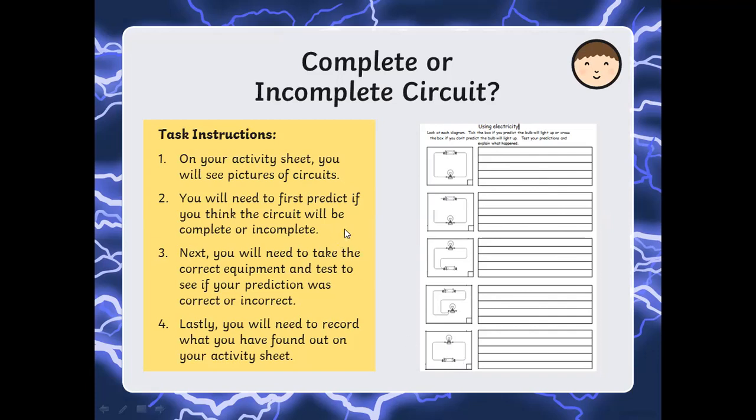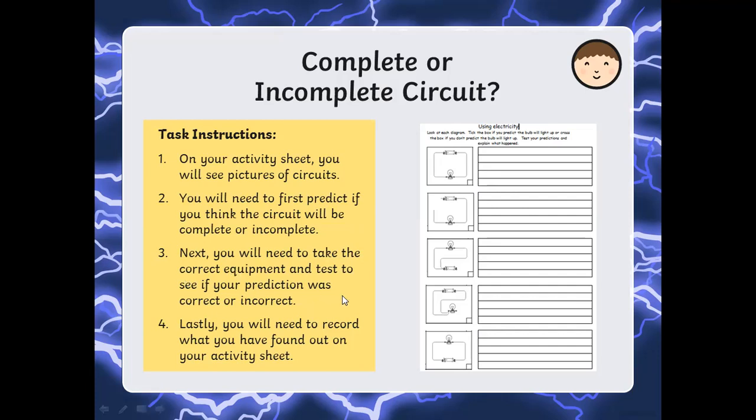Firstly, you need to predict if you think the circuit will be complete or incomplete. And you can do that by giving a tick or a cross in this little square here, in the bottom right-hand corner on your sheet. So if you think that's a complete circuit, you'd give it a tick. If you don't think it is, you'll give it a cross. In that way, you're predicting. You're making a very sensible guess by looking carefully at the circuit.